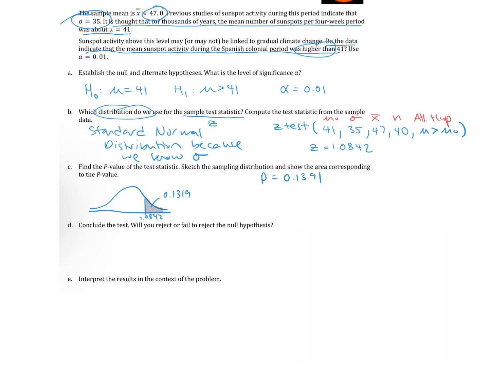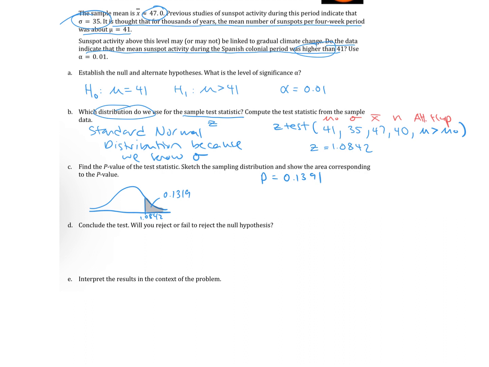So that area is 0.1391. And what that means is the p-value is the probability that a random sample would have a mean of 47 if the population mean really is 41, given that standard deviation of 35. So the probability of that happening is about a 13% chance. Now, we are only allowed to reject the null hypothesis if the p-value is less than alpha.